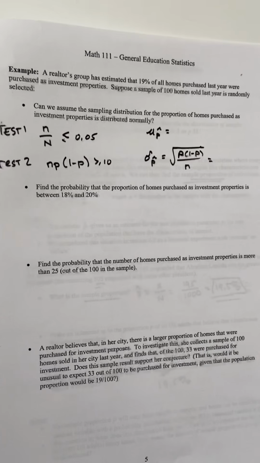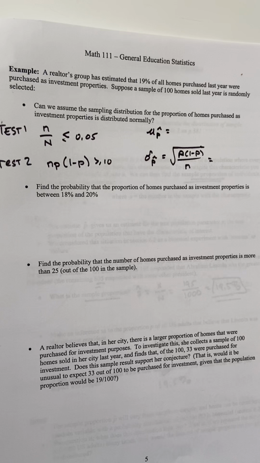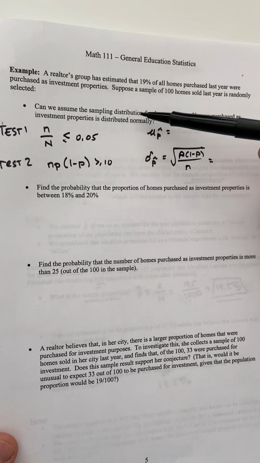8.2 notes, page number 5. A realtor group has estimated that 19% of all homes purchased last year were purchased as investment properties. Suppose a sample of 100 homes sold last year is randomly selected. Can we assume the sampling distribution is normal?